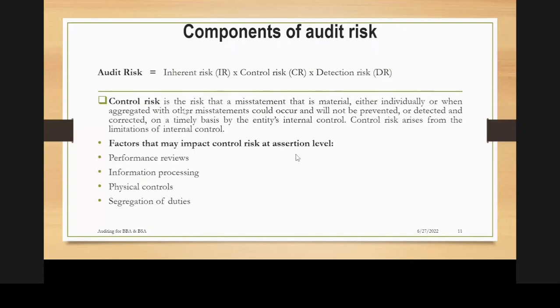We can continue. We're talking about control risk, and like I said, it is as a result of weaknesses in the internal control systems, in the way that they cannot prevent, detect or even correct any material misstatements. Normally these are created from things like having good segregation of duties, then your control risk is low.